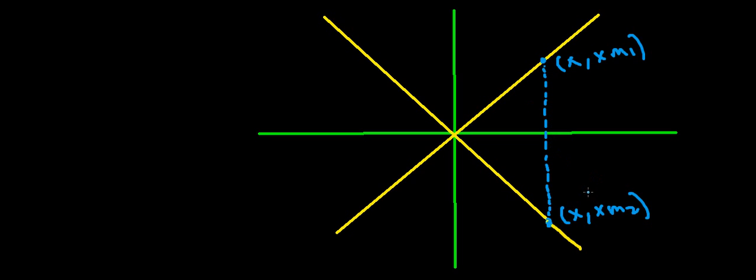So what we're going to do to prove that perpendicular lines are M1 times M2 is equal to -1, or whatever form you like using, we'll just write it in this form for now. So we want to prove this is true, and we're going to do that using the Pythagorean Theorem.